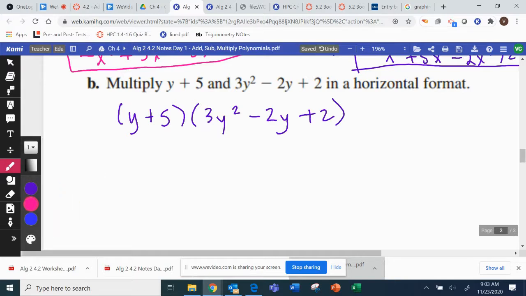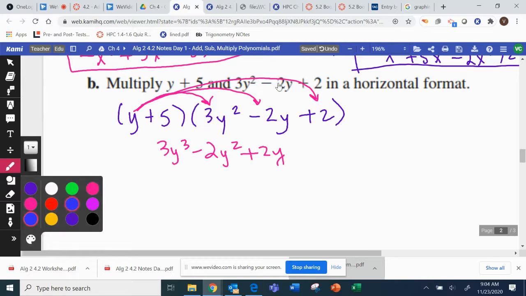Okay, so to use the horizontal format, this is where I'm going to think about our distributive property, which we should already know. And I'm going to start by distributing only the y. And I always color mine so I can follow along with what I did. I'm going to distribute only the y. So I'm going to get 3y to the third minus 2y squared plus 2y.